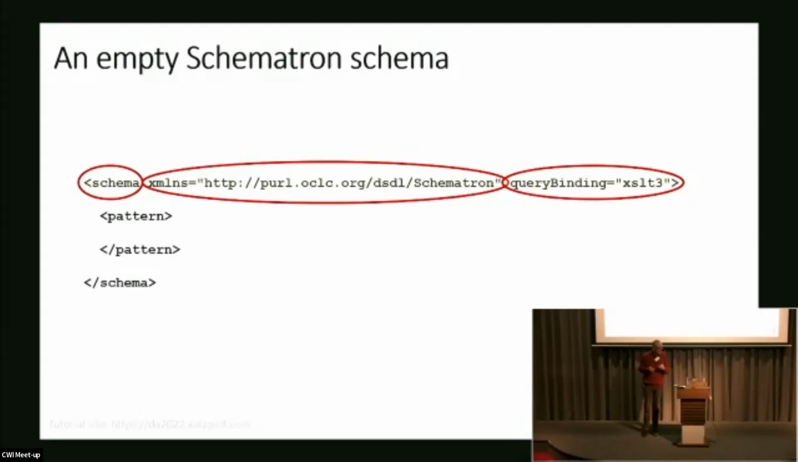And then we have a pattern. Schematron schemas, as I will tell you later, are built up of patterns, and this is an empty pattern. There must at least be one pattern in a Schematron file, otherwise it isn't valid. So this is an empty schema.